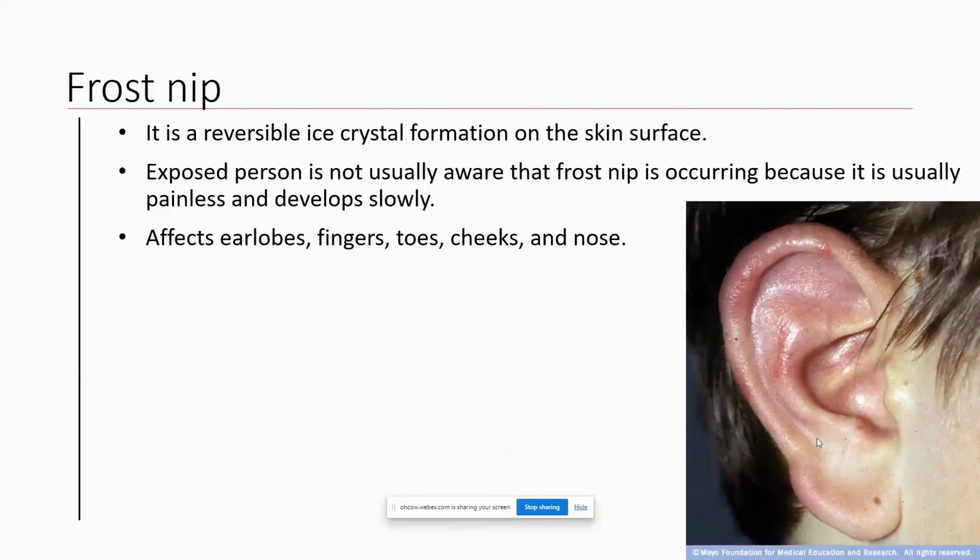Frostnip is a reversible condition. It's just ice crystal formation on the superficial layer of the skin, and if the person moves to a warm place, or if the cold exposure stops, then it reverses to normal. It also takes place in earlobes, fingers, toes, cheeks, and nose. It's basically a pre-frostbite stage, right? So if you notice frostnip and stop right there and do something to prevent further deterioration of the skin, then it can be prevented.